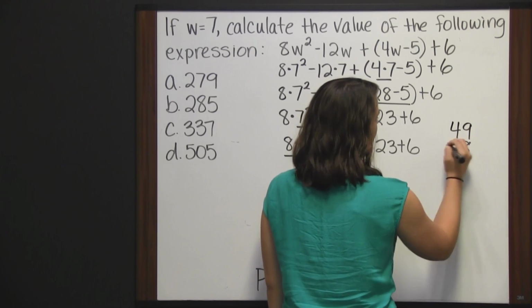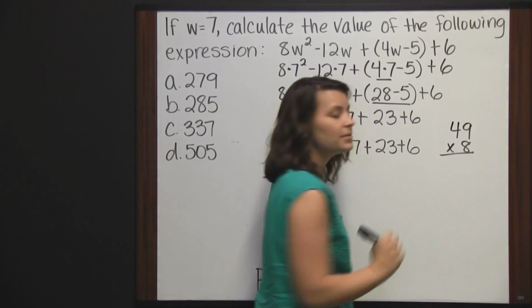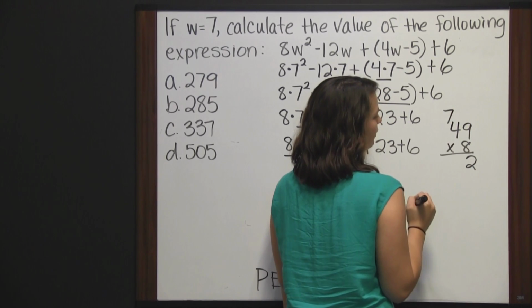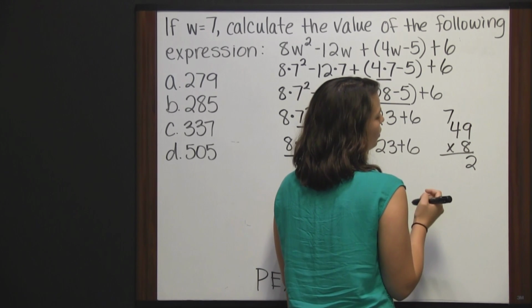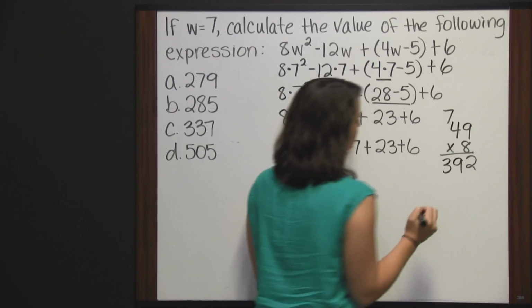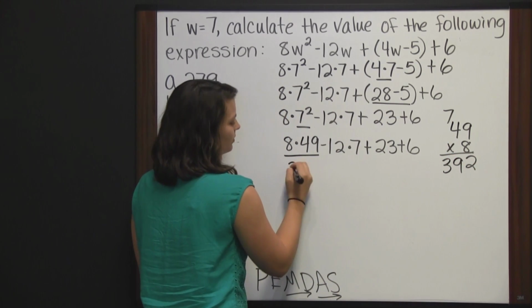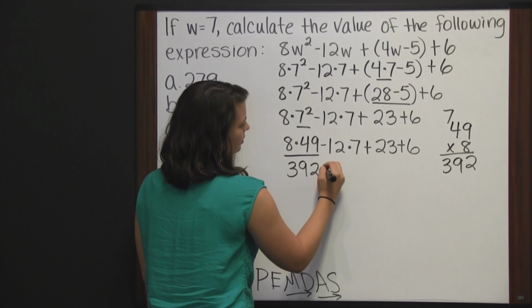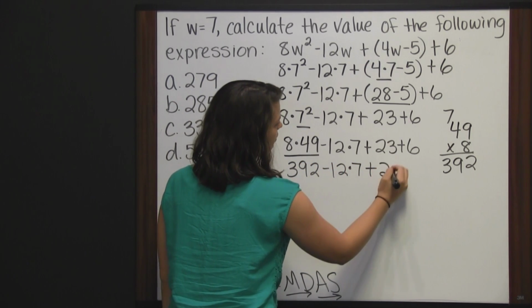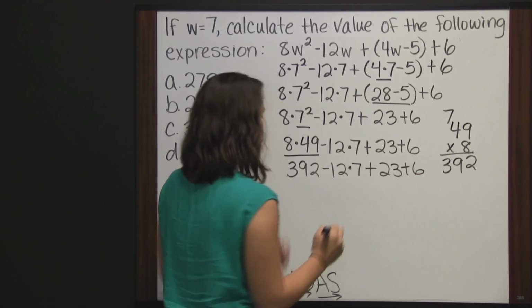49 times 8. 8 times 9 is 72, so write the 2 and carry the 7. 8 times 4 is 32. 32 plus 7 is 39, so we get 392. So we have 392 minus 12 times 7 plus 23 plus 6.